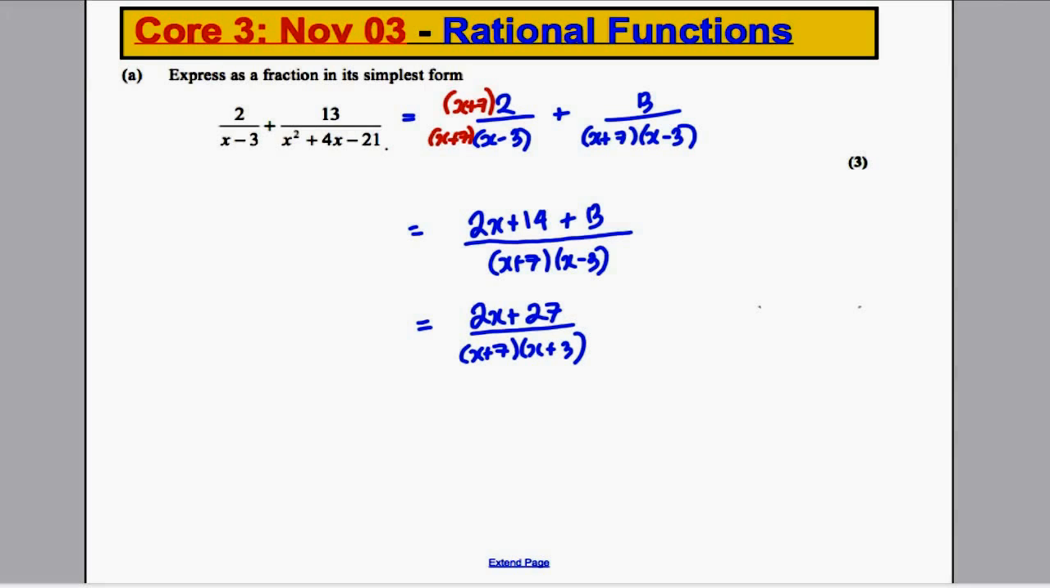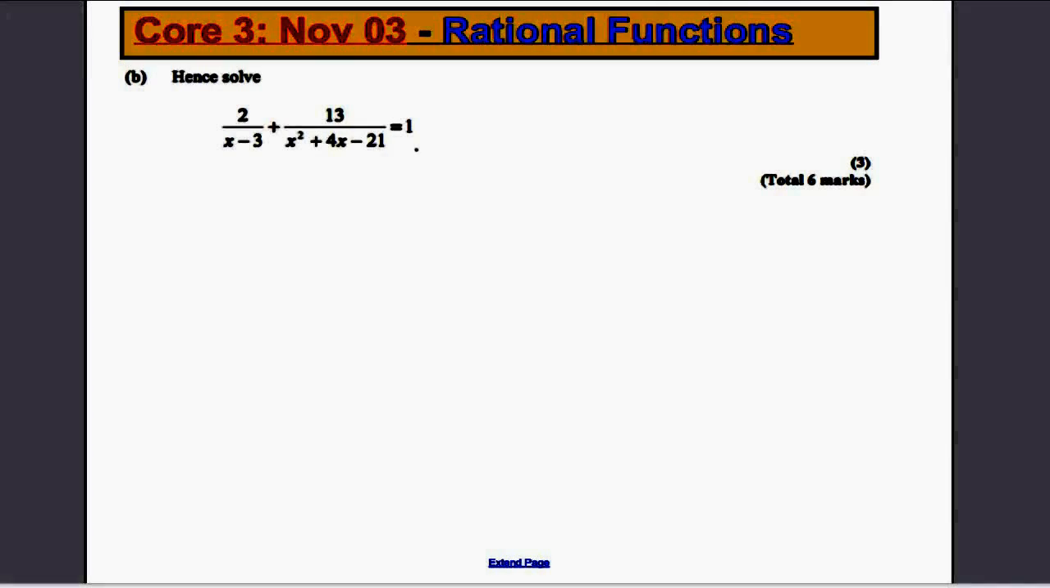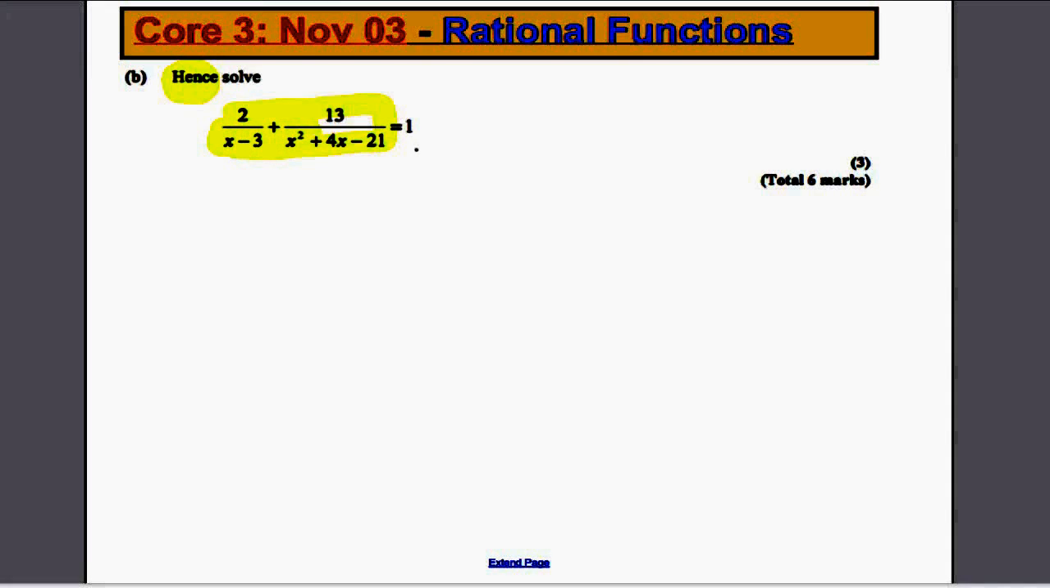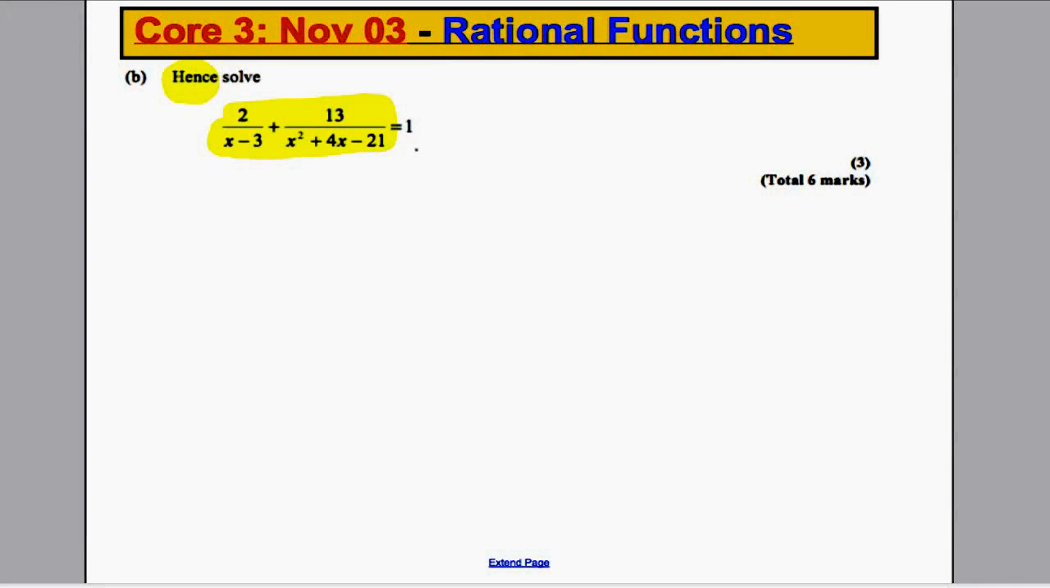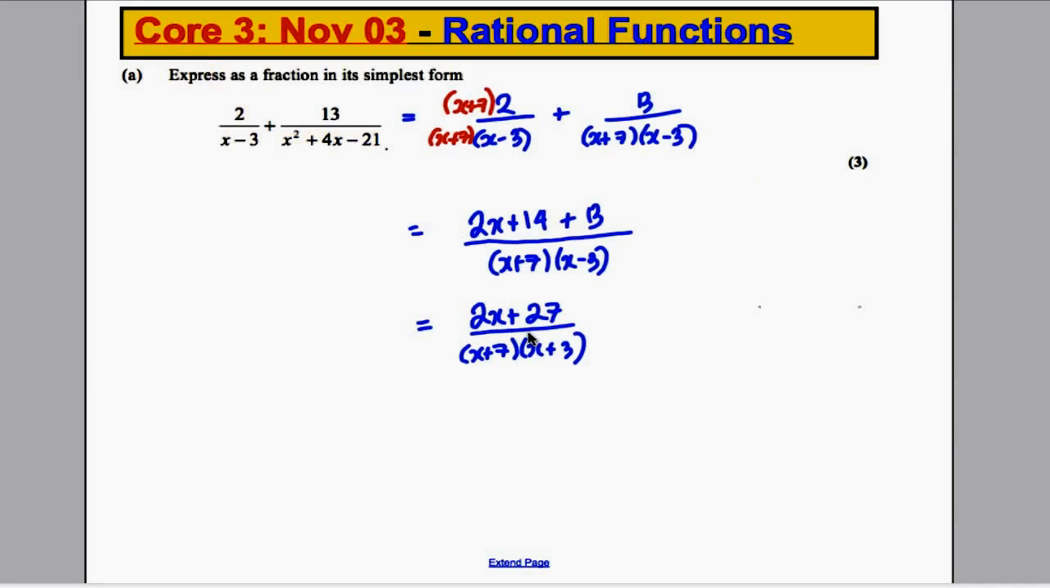Now, part B says, hence solve this. Again, hence, keyword. Hence means using the part above, from what you know previously. Now, we've got an expression for all of this stuff here. We've got an easy expression for that. Way easier than trying to solve it equal 1. We know all of that is equal to 2x plus 27 over x plus 7, x subtract 3.